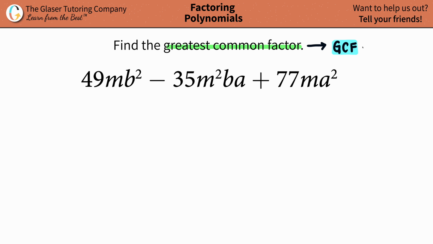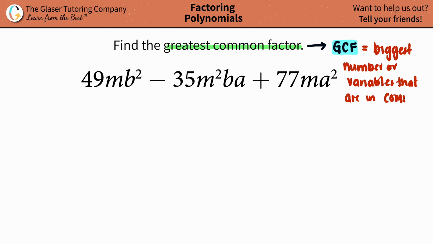So the greatest common factor, or the GCF: greatest means we're looking for the biggest number or variable, and keep in mind that the variables are the letters, that are in common. It says common right here, but what does that mean? How are they in common? Well, the greatest common factor is the biggest number or variable that's in common, and it can be divided.